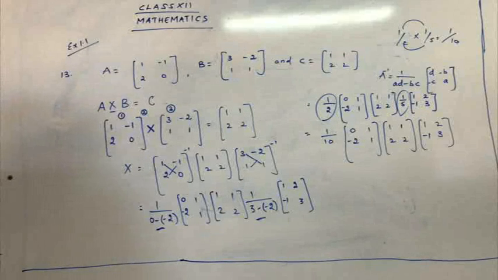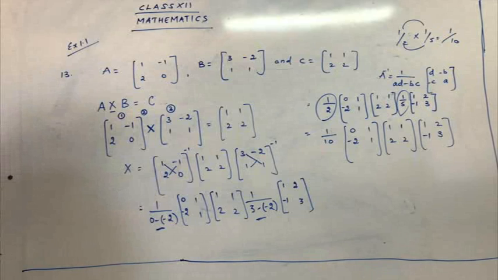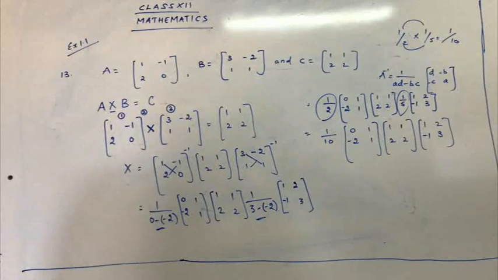Now let's see, children. For sum number 12, we were having only 2 matrices, so we just multiplied directly. We know how to multiply 2 matrices, so we just proceeded and we got the answer. But now here we are going to deal with 3 matrices. So let's see how to multiply with 3 matrices.